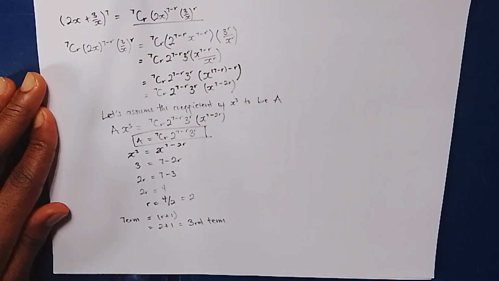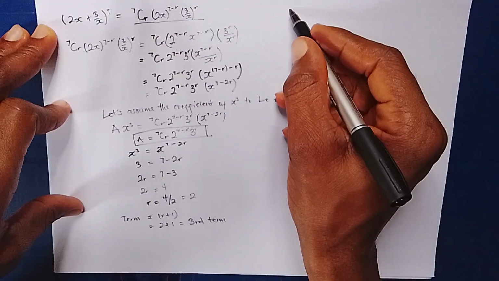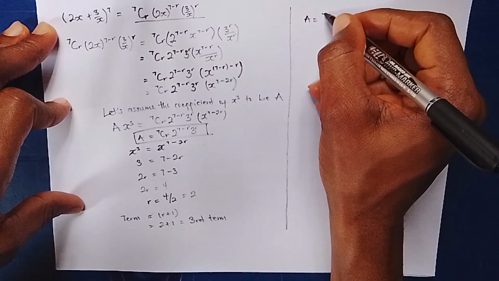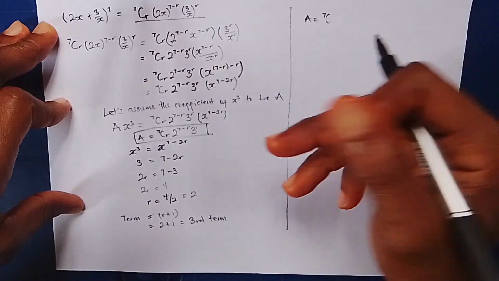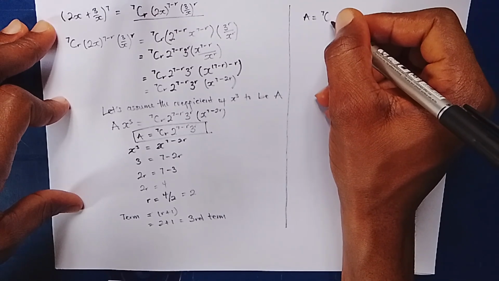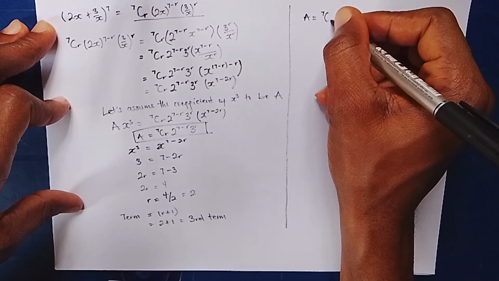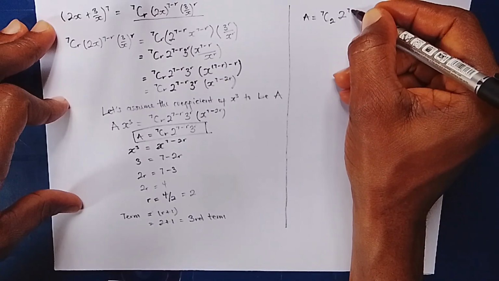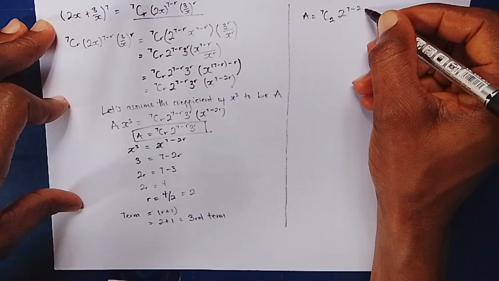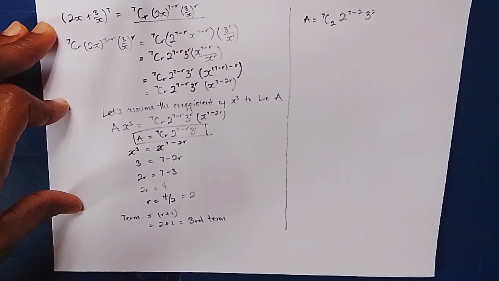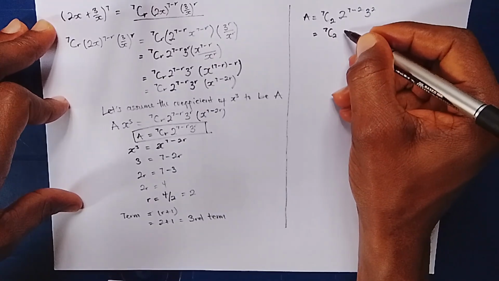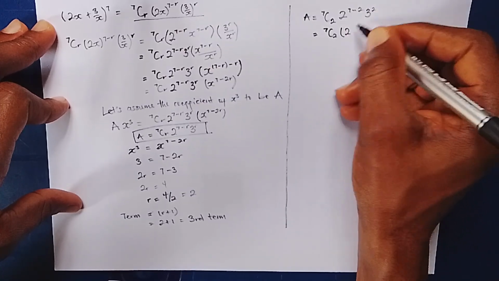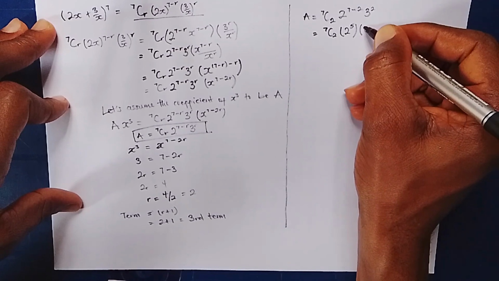Now that we found the term, let's solve for the coefficient of x cubed. Remember, I've already established that we let our a be equal to 7Cr. We already established that the coefficient of x cubed is a, we assumed. So in this case, now we know what our r is. Substituting our r into this, we have 7C2 times 2 raised to power 7 minus 2, which is 5. So we have 2 raised to power 5, and then we have 3 squared.